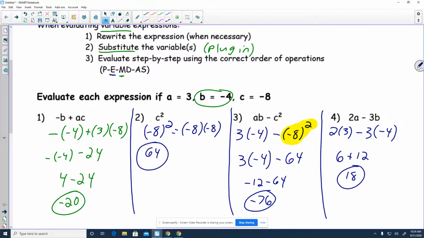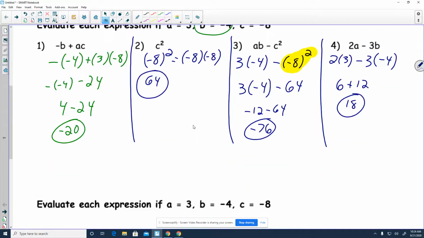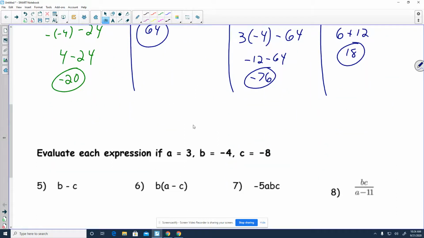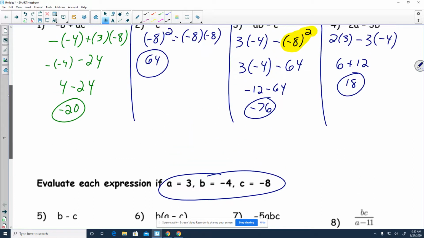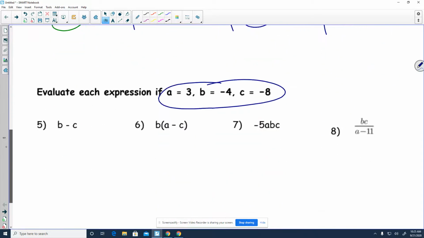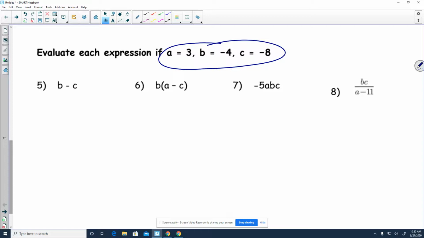So all we're doing is plugging in the numbers for these variables, and then we're evaluating using PEMDAS. I'm going to do 4 more with you, and then you have some Delta Math to try on your own. So now we have the same variables, A, B, and C. They equal the same numbers, but we just have some different expressions.